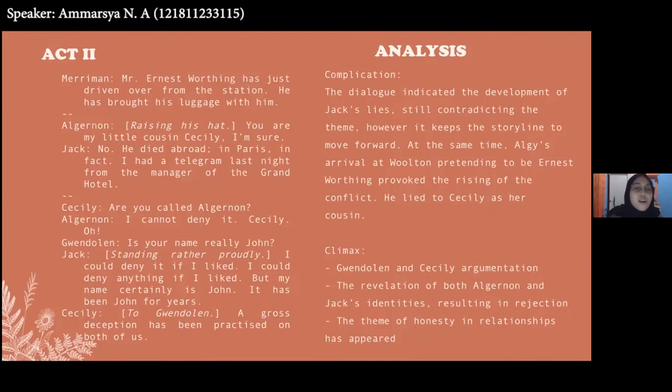Here, the theme of honesty in a relationship has appeared. The climax is centered on the lies created by both men, which also gathered the audience's attention on how these lies affected the relationship. In this case, it triggers the spectators to think that honesty in a relationship could be the theme, which indicates the development of the theme itself. The next topic will be presented by Eva.